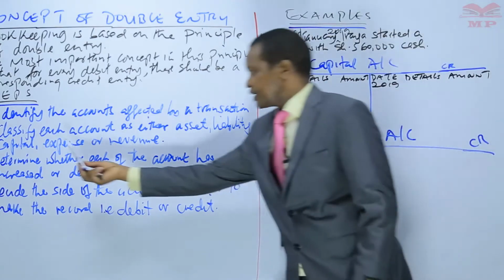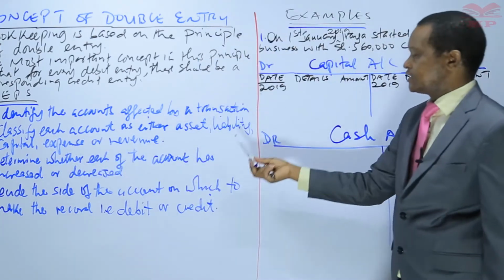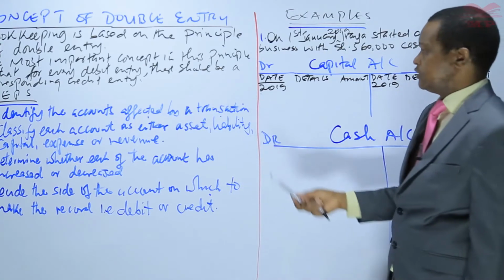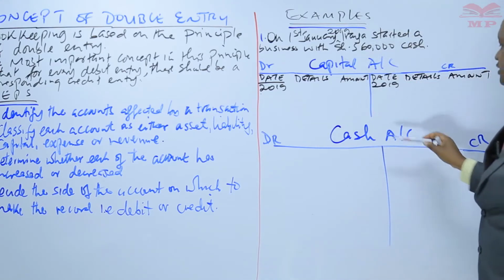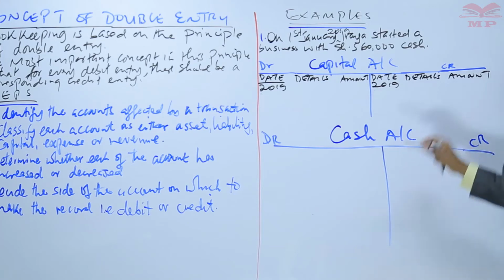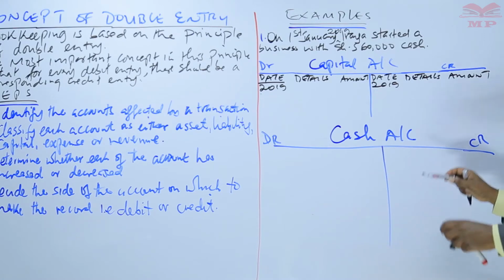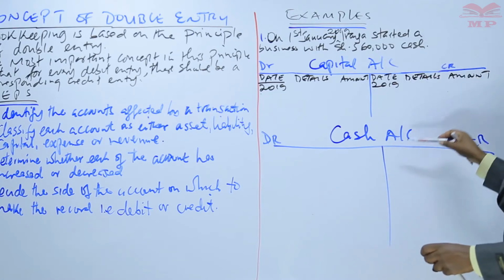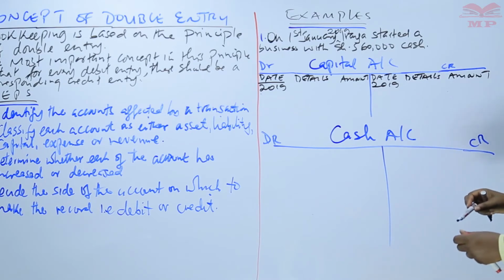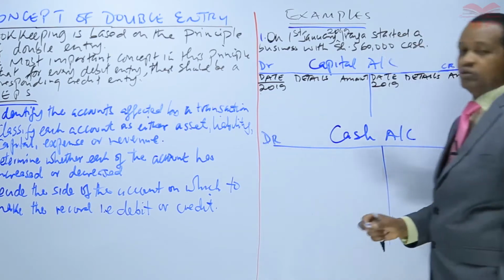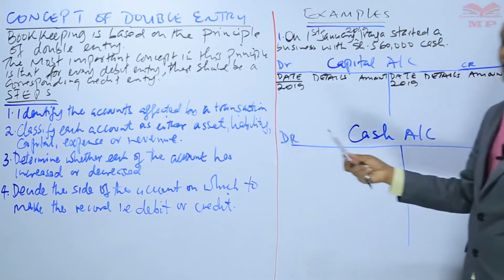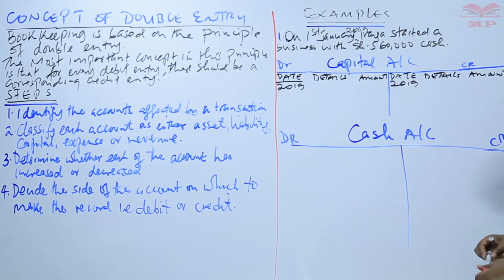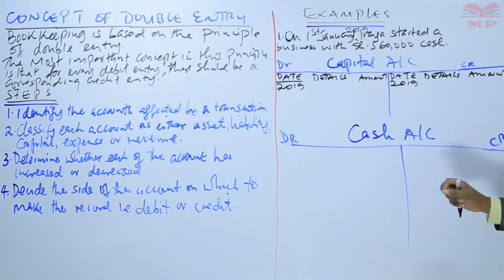Then step number 2, classify each account as either asset, liability, capital, expense, or revenue. This capital account is a capital account. Cash account, we all know by now, is an asset account. So we have identified or classified. This is a capital account. This is an asset account. That is step number 2. Step number 3, determine whether each of the account has increased or decreased.